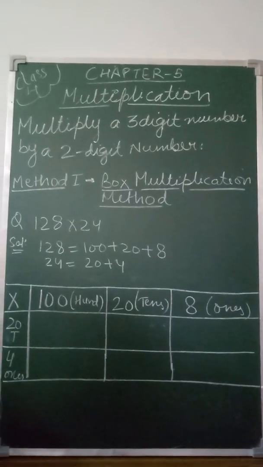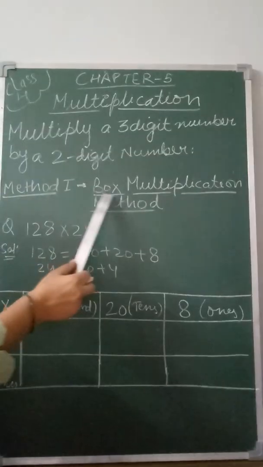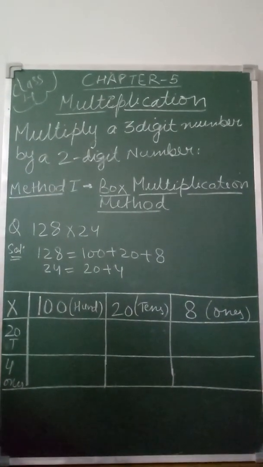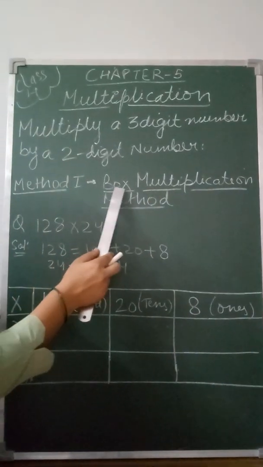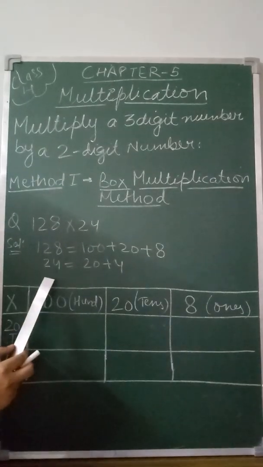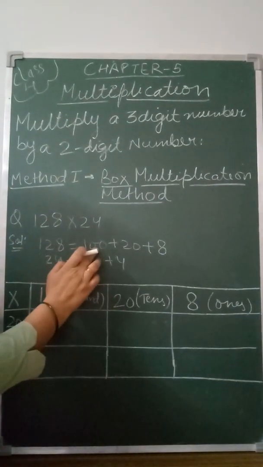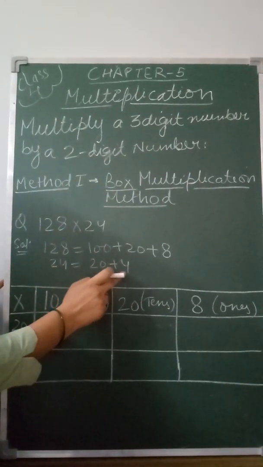Let's start with the first method, which is the box multiplication method. In this method, you have to make a table, a box like this. One important point, students: in the box multiplication method, you have to expand both the terms. You have to write the expanded form of both numbers. So 128 is 100 plus 20 plus 8, and 24 is 20 plus 4.